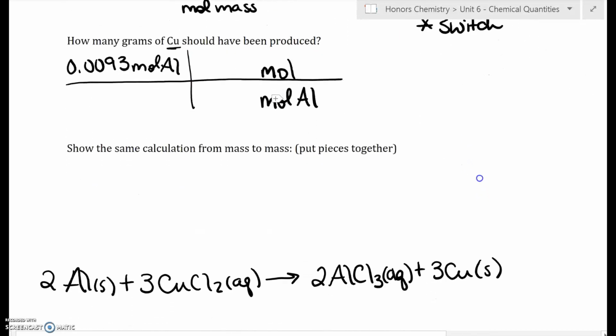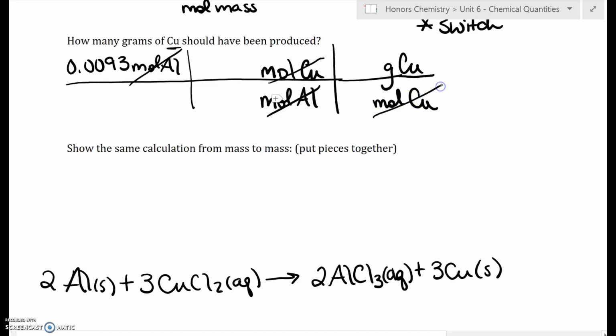All right, now, given the moles of aluminum we started with, I included the equation at the bottom for your reference. But then the question now is, how many grams of copper product should I have produced? So in the same kind of thinking, if I have moles of aluminum on the top, I'll put moles of aluminum on the bottom, but this time I'm going to switch to moles of copper. And because the question is asking me for grams, I can go from moles to mass of copper because that's what we use molar mass for. So I'll put moles of copper on the bottom since it's on the top currently, and then I can put grams of copper on the top.